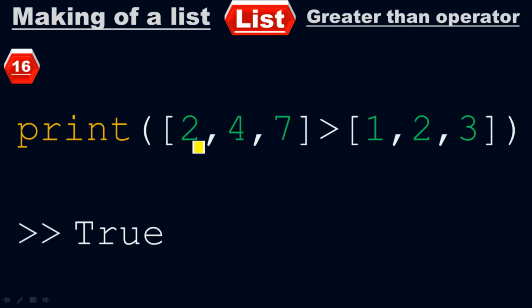Can we see that this list on the left side is greater than the list on the right side? Yes, absolutely, it is true. Because look, the first element of this list is 2, and the first element of this list is 1. So 2 is greater than 1.